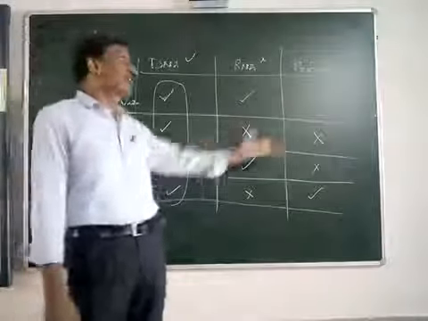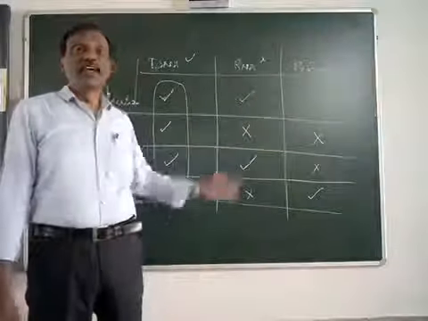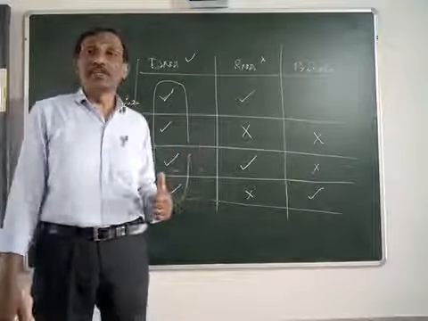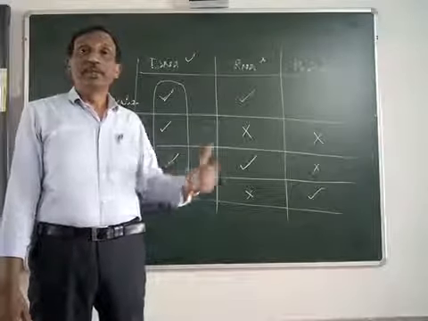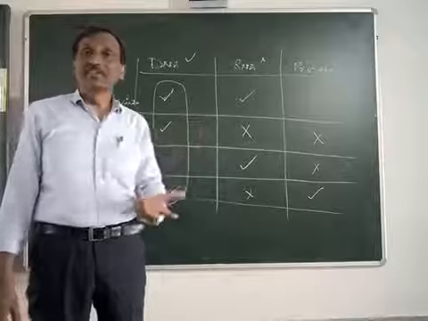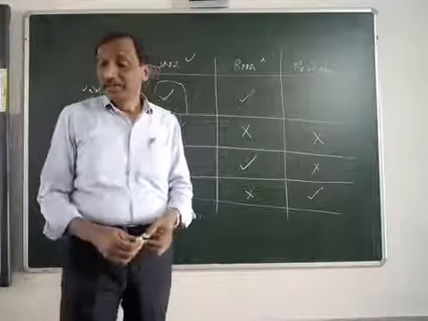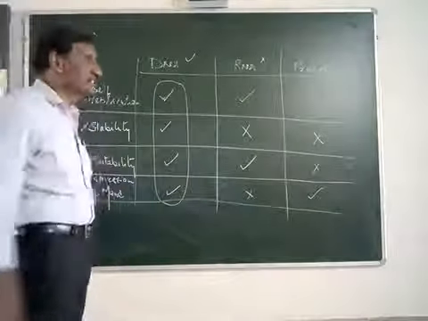Again, on the comparison of these points, we have confirmed that DNA should be the genetic material, not the protein. And RNA was not standing anywhere, anyway. Still we are comparing with these three. Okay.